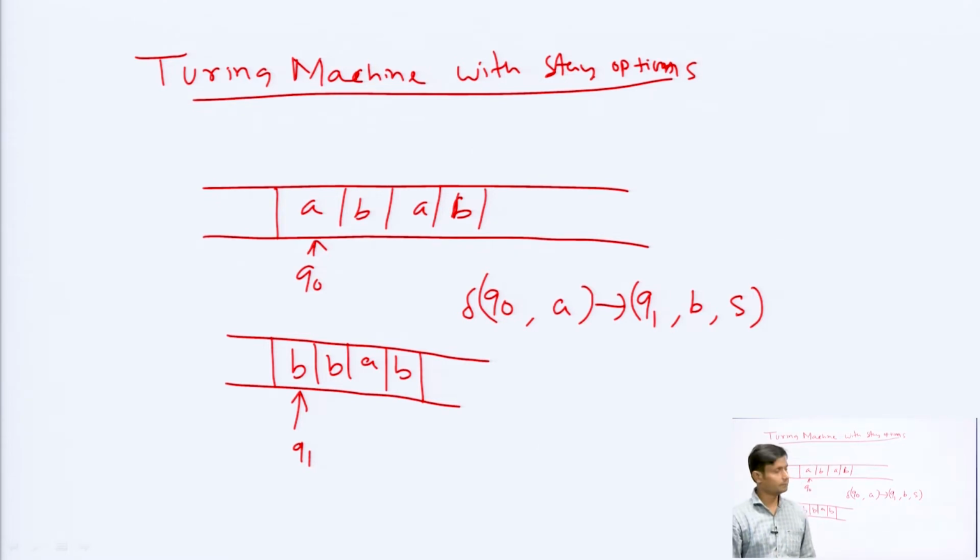Some kind of numerical requires us to stay there. So, this is the stay option, meaning there is no need to move left or right; whether you read it or write something, you do it and stay there, you do not need to move anywhere. So, this is the Turing machine with stay option.